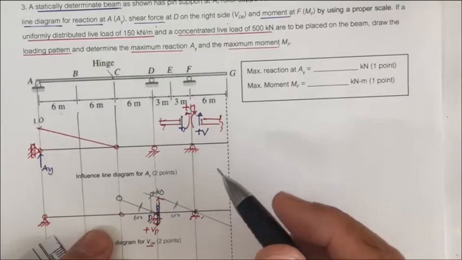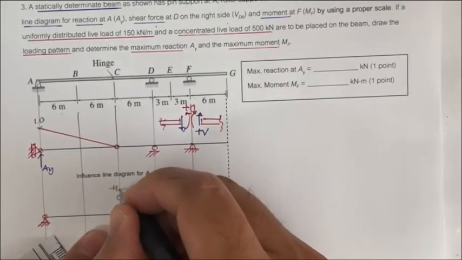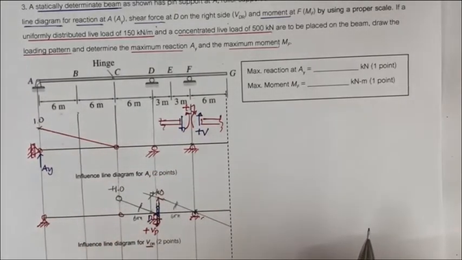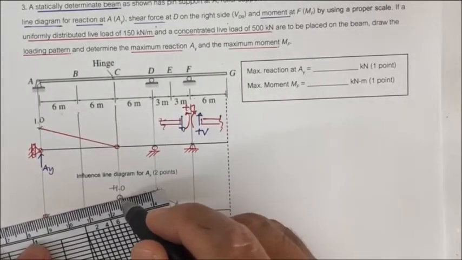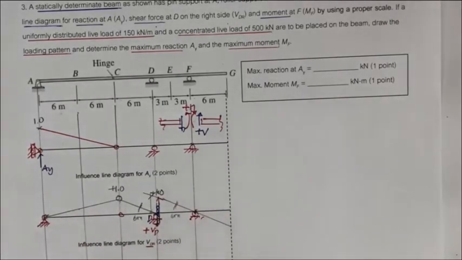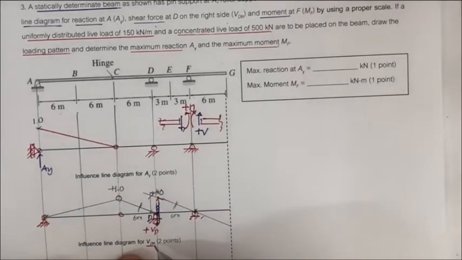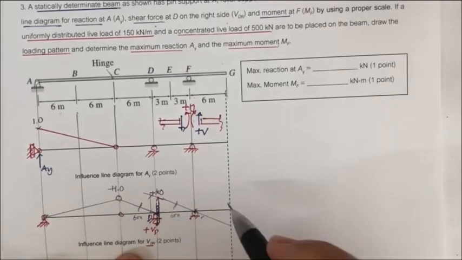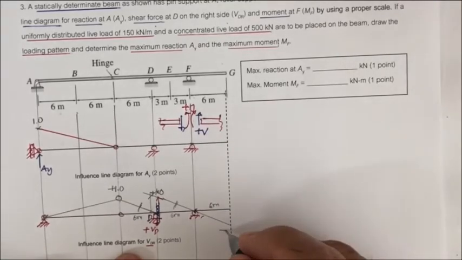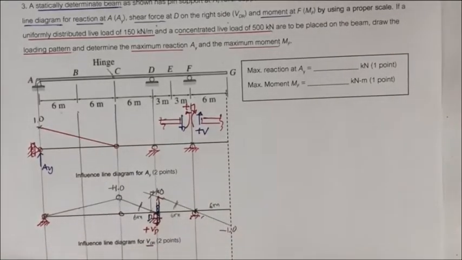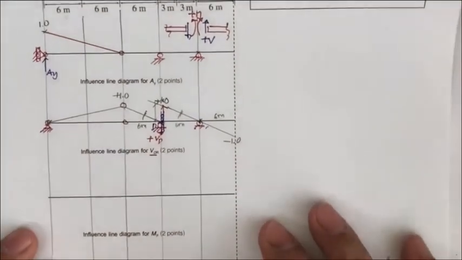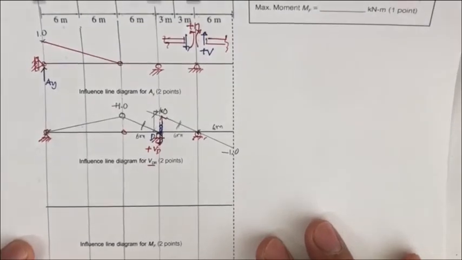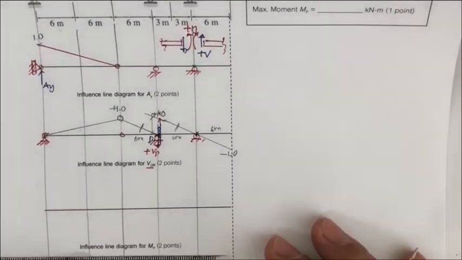So by similar triangles, you get this is 1.0. And then since this one can rotate, you can connect the point to be like this. That's going to be the influence line of V sub dr. Also, since this one is 1 divided by 6, this is also 6 meters, so this one is going to be minus 1.0 here.